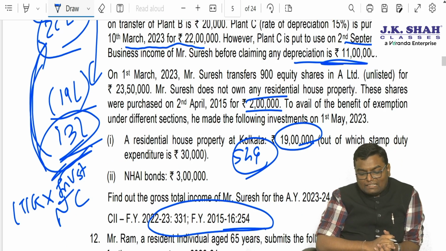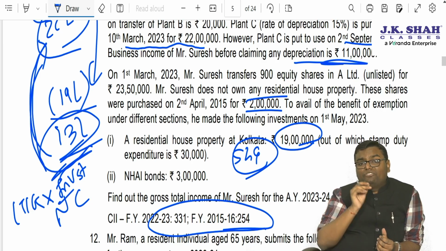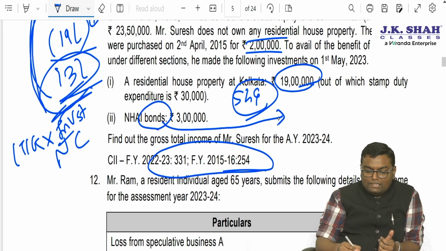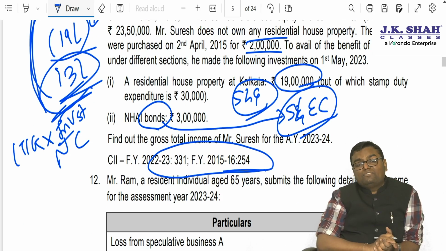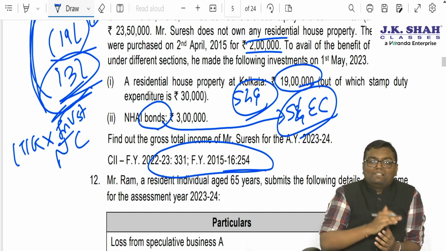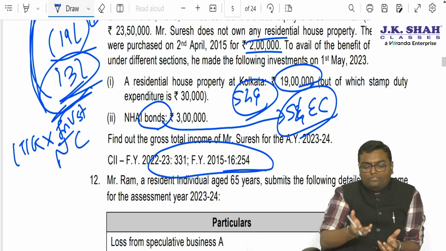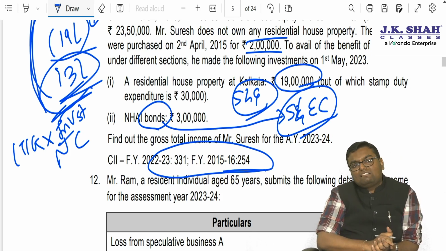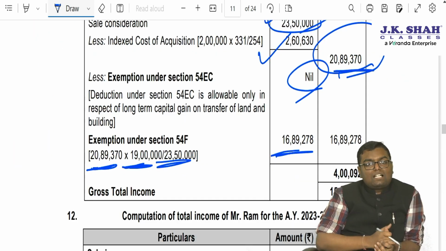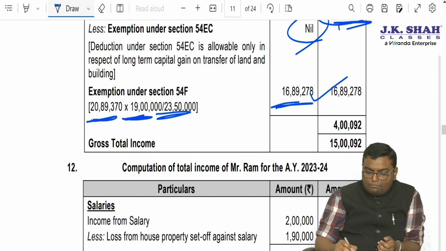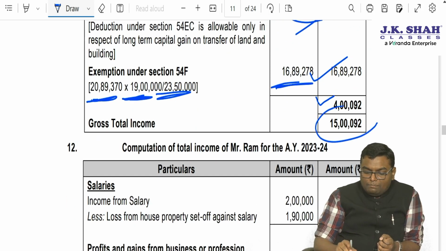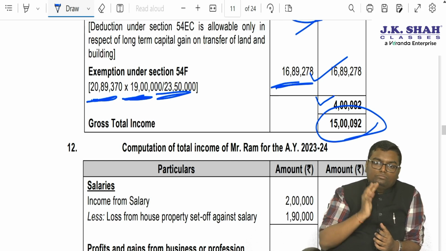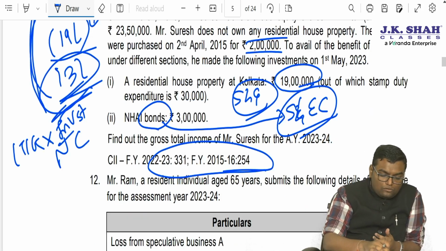Second, what has he purchased? NHAI bonds. National Highway Authority bonds. But understand what section 54EC says, because he has purchased bonds. So basically the intention is section 54EC. But 54EC is not available over here. 54EC is available when you transfer any immovable property, that is either land or building. On transfer of an unlisted share, you cannot avail the benefit of bonds. You cannot avail the benefit of 54EC. So no exemption under 54EC is available. I have only one exemption, 54F, which I will deduct, and the balance will be my capital gain, that is 4,92,000. So in total, my gross total income will be PGBP plus LTCG, 15,90,000. I understand this. So again, a good question was that.